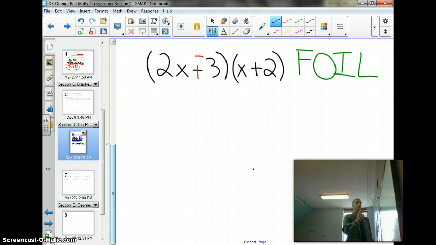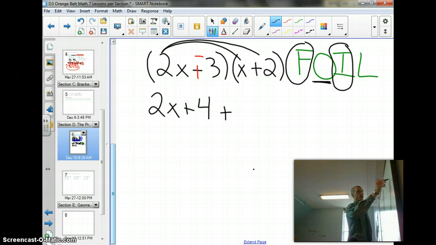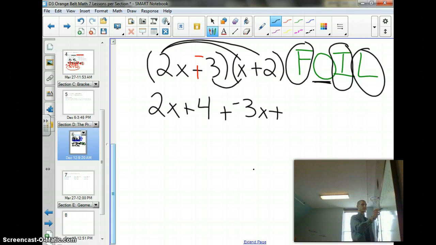So now we're going to do first: 2 times x, 2x, plus outer: 2 times 2, which is 4, plus inner: I've got -3 and x, so -3x, plus last. -3 is the last here, 2 is the last there, and that's what I'm going to multiply. -3 multiplied by 2 is -6.